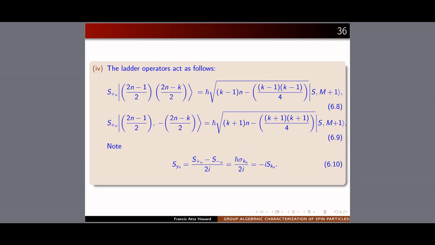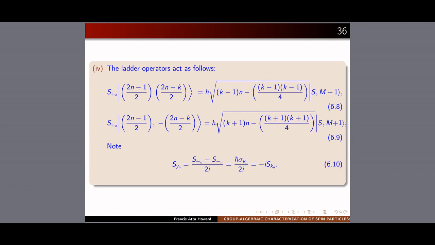When we act with S plus on the quantum states, we get equation 6.8. And when we act with S minus on the quantum state, we get 6.9. We should note that, as I showed in the Lie algebra, lemma 3, S_y is equal to the raising operator minus the lowering operator over 2i, where I factored out the S_k. So I use that same technique for this S_k in the nth dimension. This is because I'm considering the rotational form in the nth dimension because of the Dynkin root system.